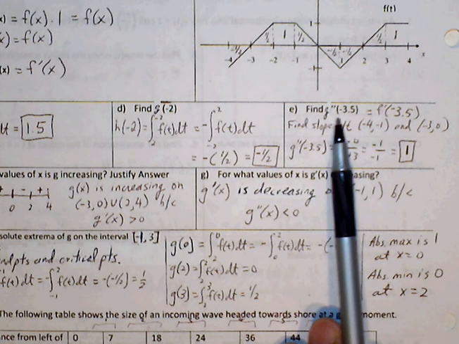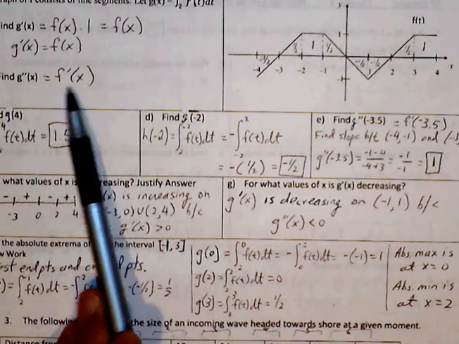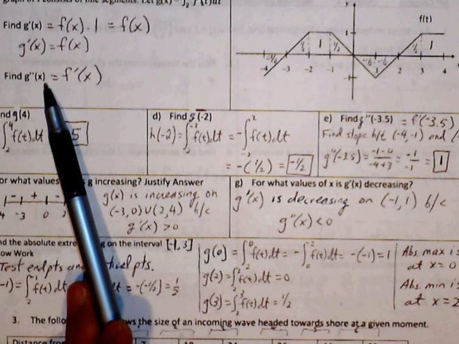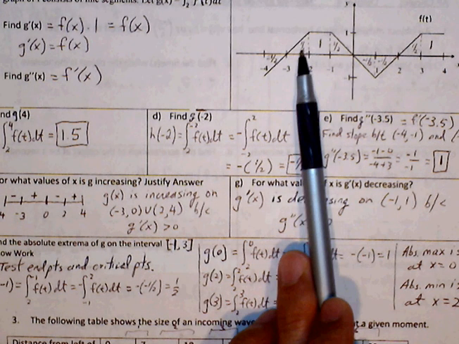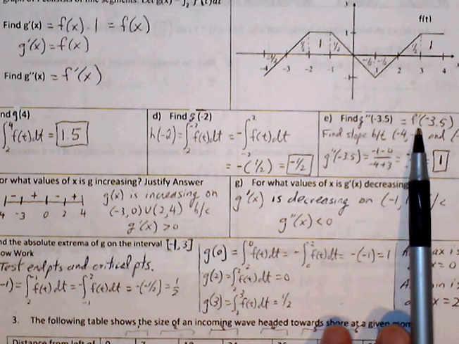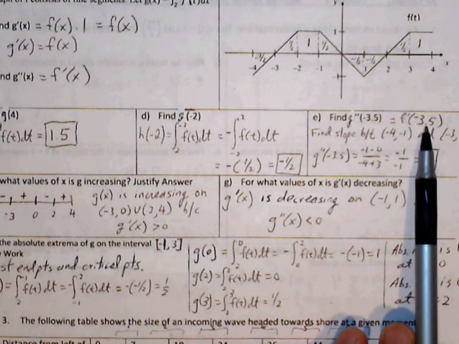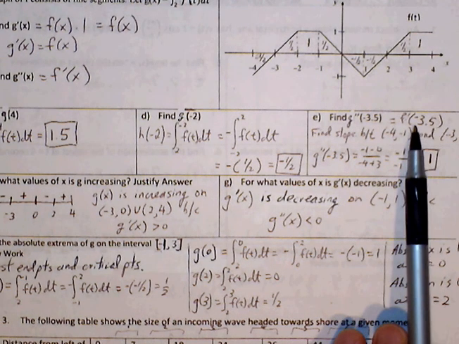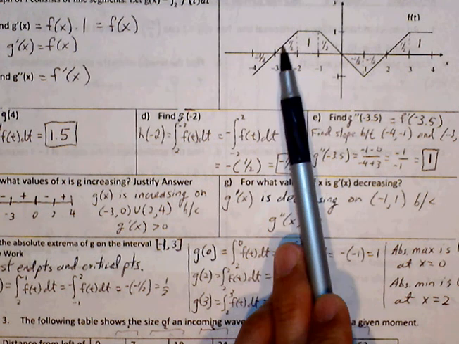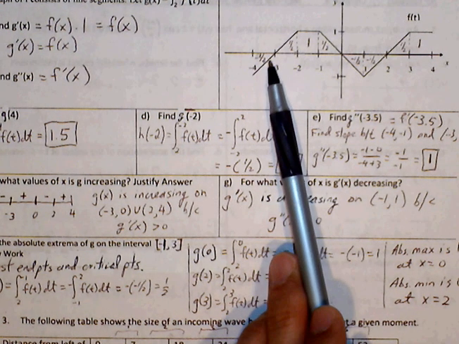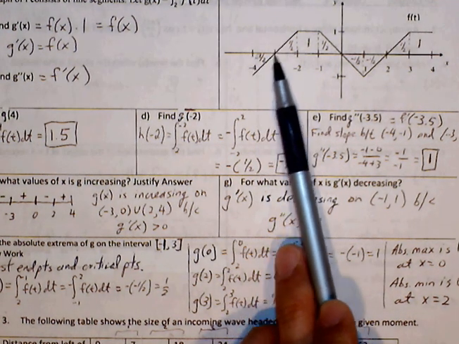Find g double prime of negative 3.5. So if we look back at our rule, g double prime of x is equal to f prime of x. So g double prime of negative 3.5 is simply going to be f prime of negative 3.5. So since this graph is the f of x graph, f prime of negative 3.5 would simply ask you for the slope on that line, on this graph. So the slope at this point, negative 3.5, will be on this line here. So if we can identify two ordered pairs on this line, find the slope, then any point on this line segment will share the same slope.